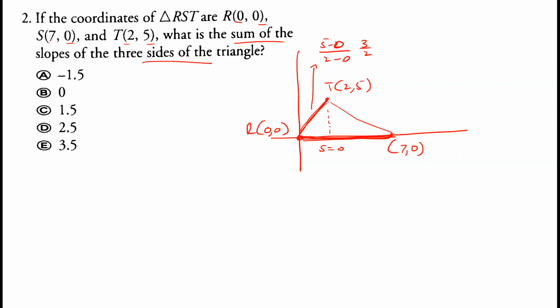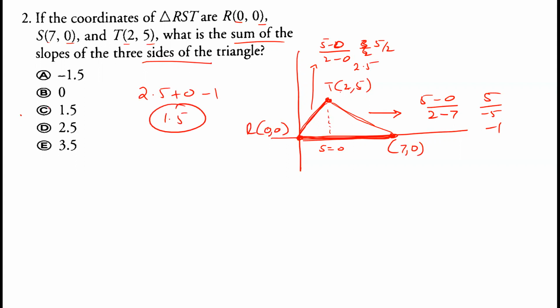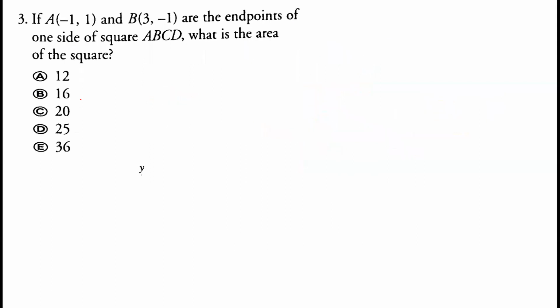This would be 5 minus 0 divided by 2 minus 0. This would be 5 upon 2. So 5 upon 2 is 2.5. And the slope of this line would be 5 minus 0 divided by 2 minus 7. So this would be 5 whole over minus 5, that is minus 1. So the sum of the slopes would be 2.5 plus 0 minus 1, that would be 1.5. Hence option C is correct.